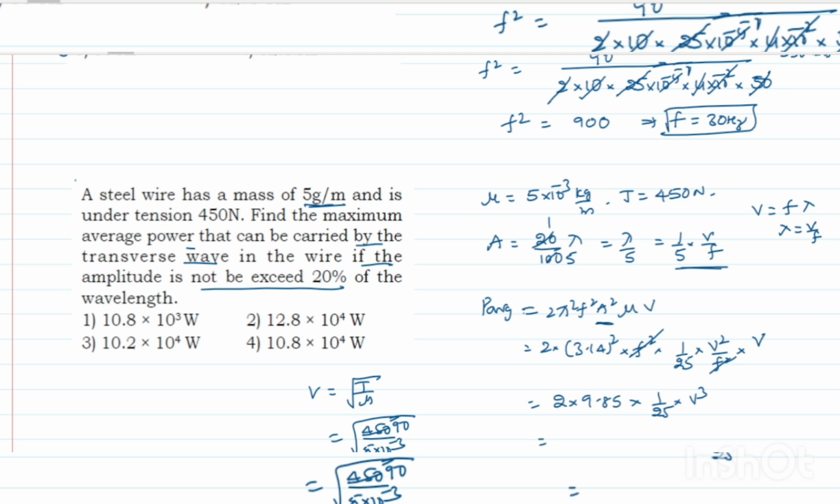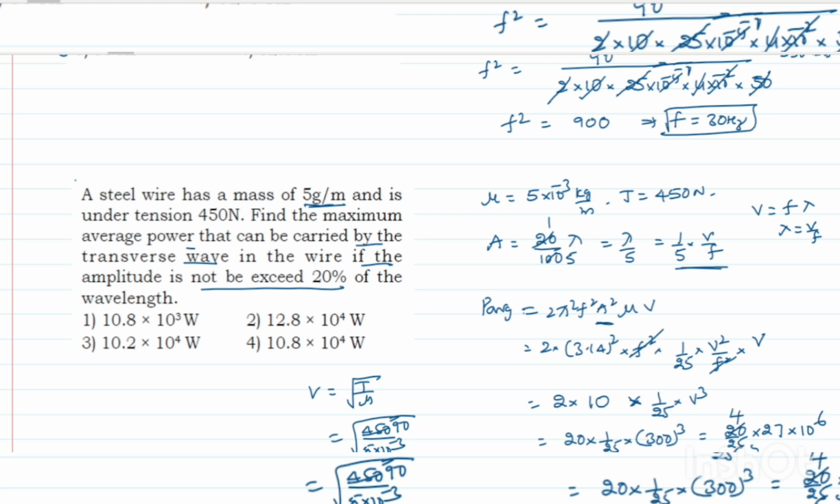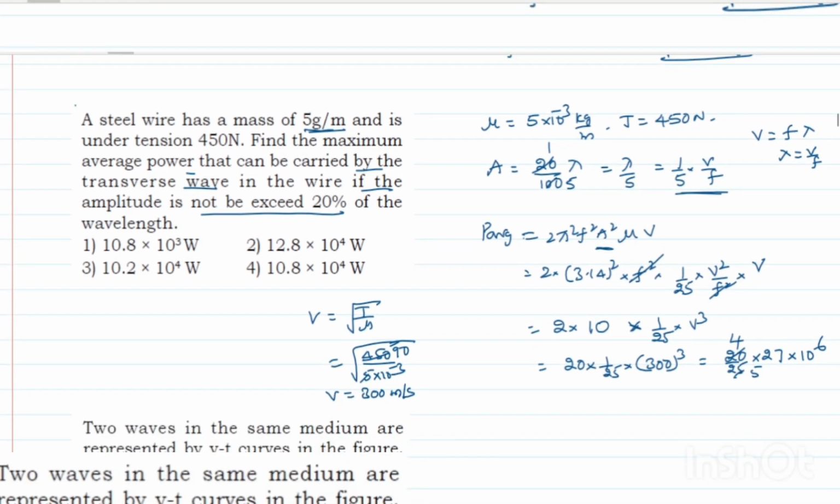Here or else you can make this as 10, instead of 9.85 take 10, into 20 into 1 by 25 into v cube, in the sense 300 whole cube, which is nothing but 20 by 25 into 3 cube, in the sense 27, into 10 power 6. So here you can take 5 4s and 5 5s, 4 into 27 will be 108.